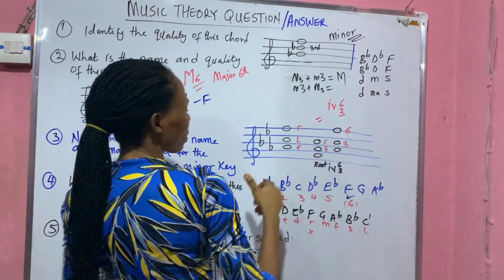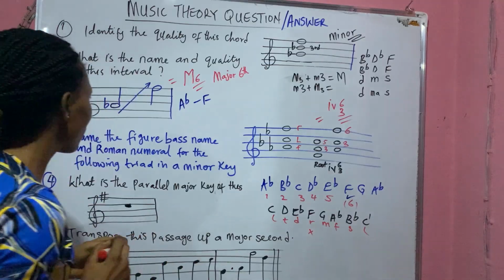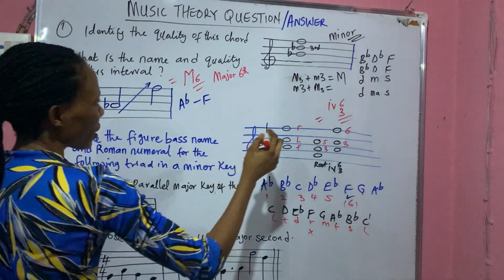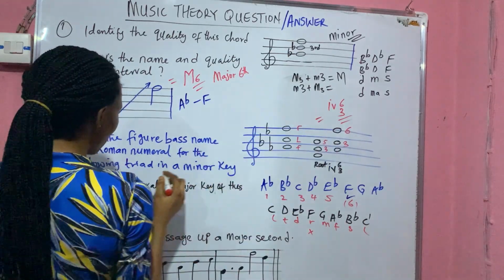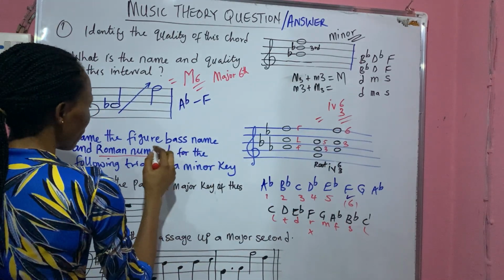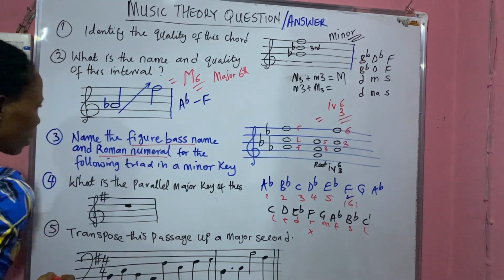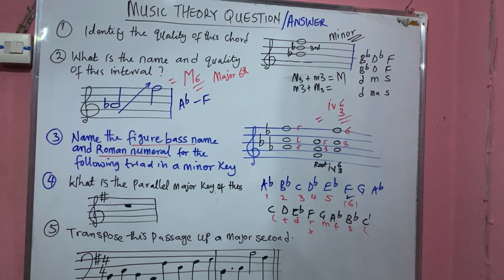So this is your answer. All this, the figure base name and the Roman numeral. This is the Roman numeral. We've answered the Roman numeral, and we've answered the figure base. Okay, so we are done with that.